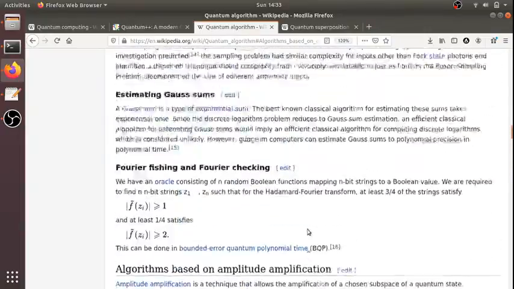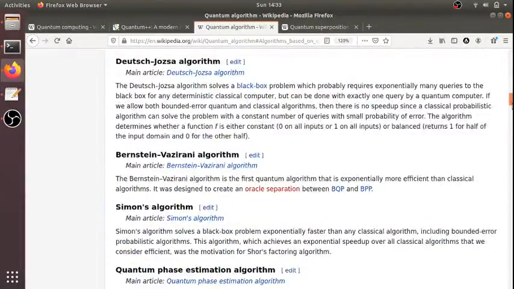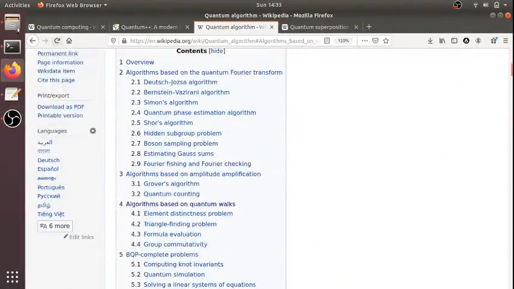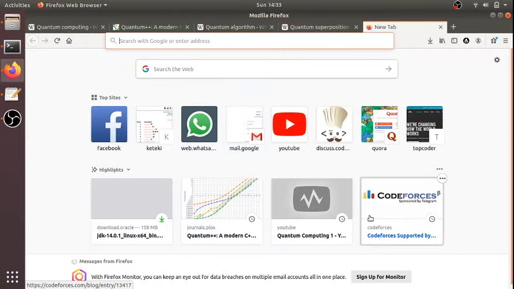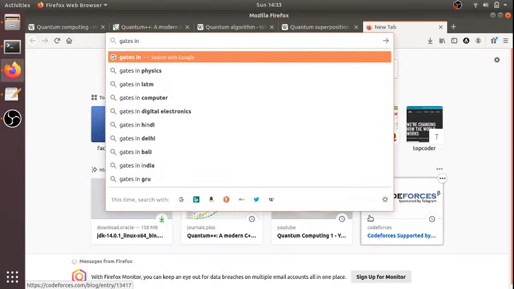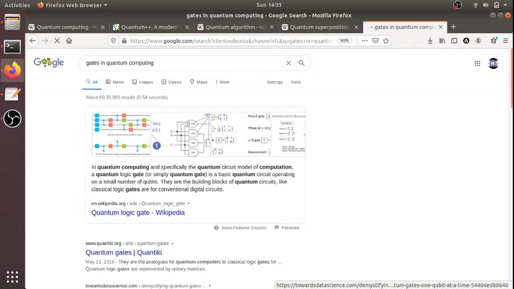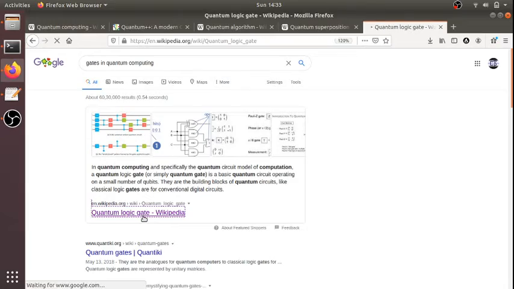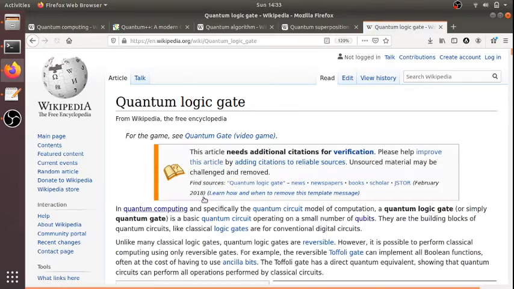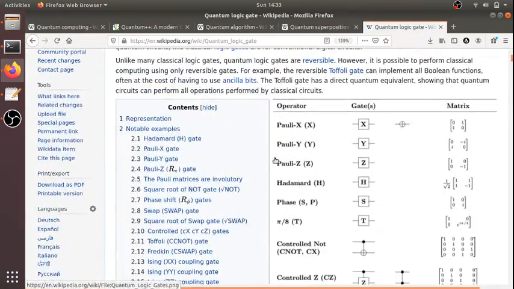Quantum algorithm. So where do I find it? Quantum... Oh, not here. Gates in quantum computing. What are those gates? I need a list of them. Quantum logic gate. So these are Pauli X. What is the matrix?